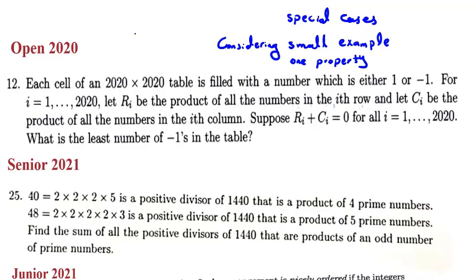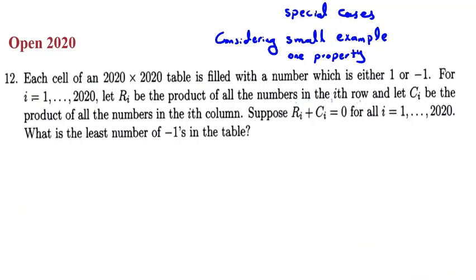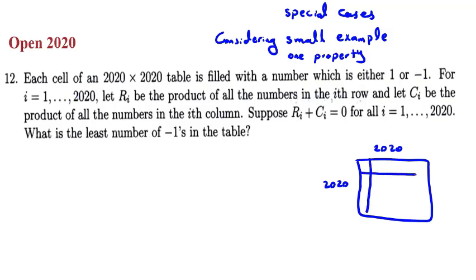Okay, so let's focus on this problem. Here the problem says each cell of a 2020 by 2020 table. Okay, we have a 2020 by 2020 table is filled with a number which is either 1 or negative 1. So each cell, if you draw it, each cell is positive 1. For example, it is negative 1, it is positive 1.